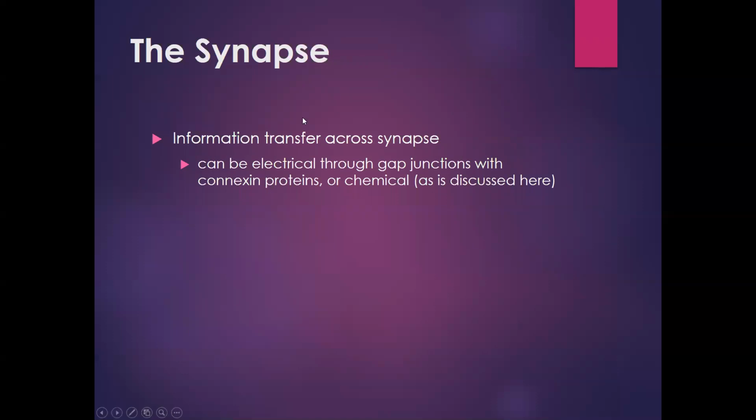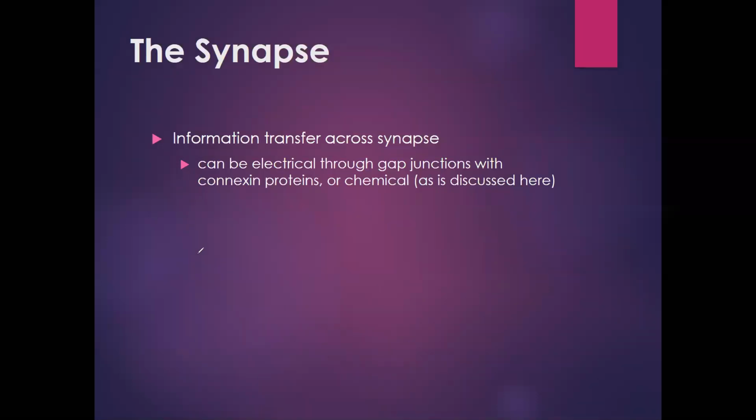Okay, so transfer across the synapse can be electrical through gap junctions with connexin proteins, or chemical as discussed here. So let me show you just really quickly what an electrical synapse looks like. We'll never really talk about them anymore, but we will talk about how they work with heart muscle cells, how they act like electrical synapses.